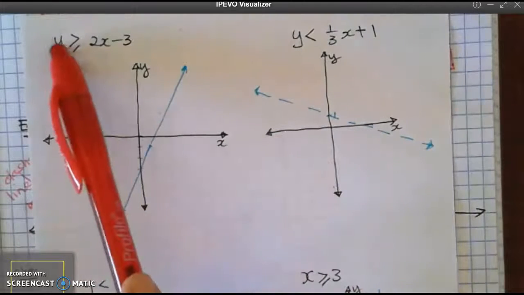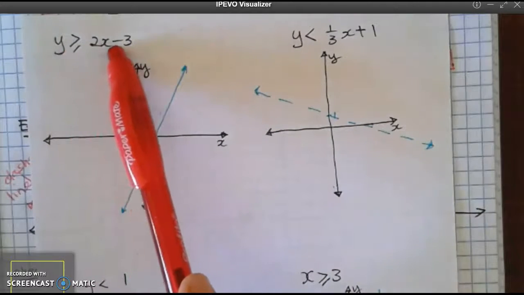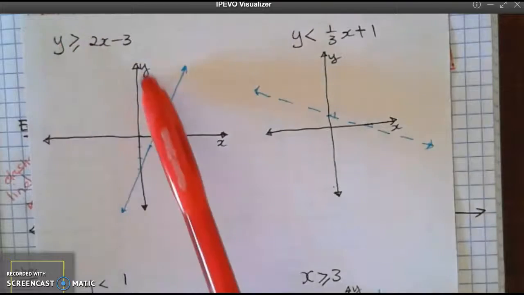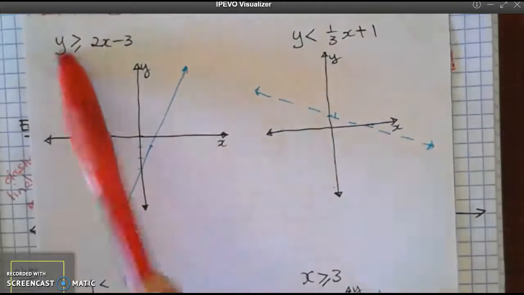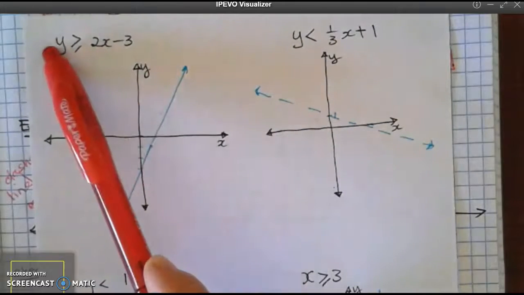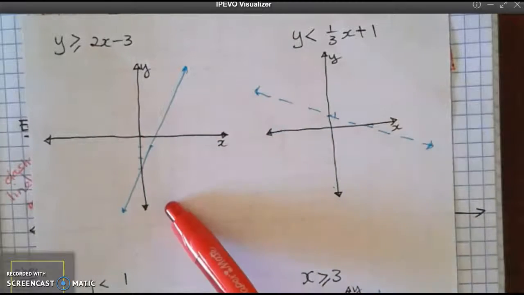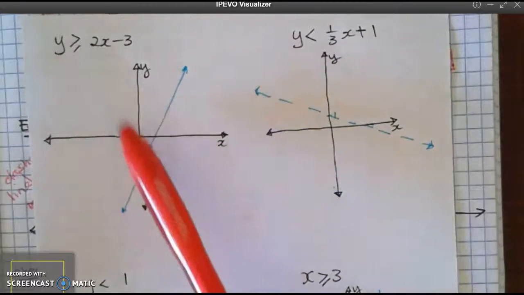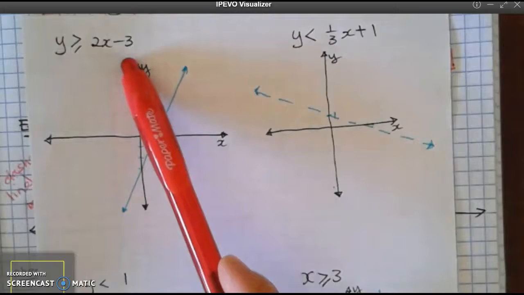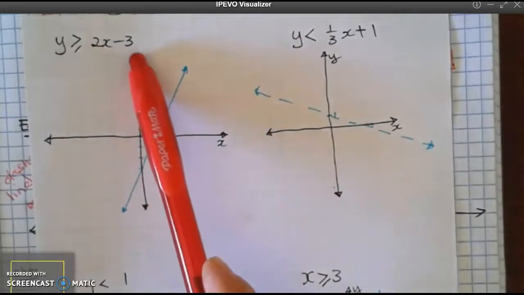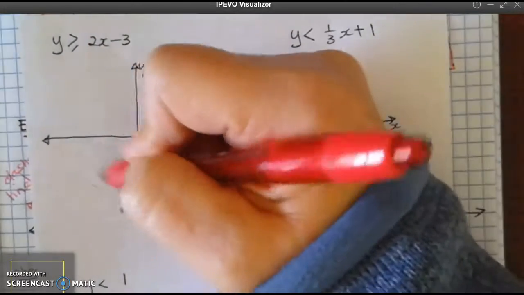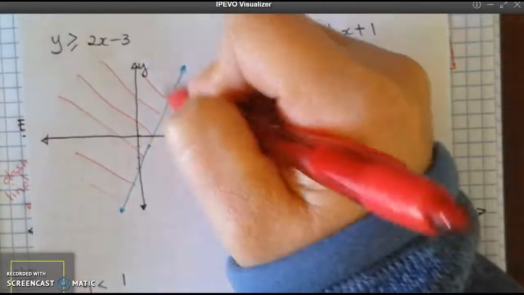If I have y is greater than 2x minus 3, the vertical values are bigger than the line. That's what it says. Y values are bigger than the line. Which is bigger? Is it above or below? It's always going to be above, because the higher up you go, the y values are getting bigger. So we're going to shade above the line.